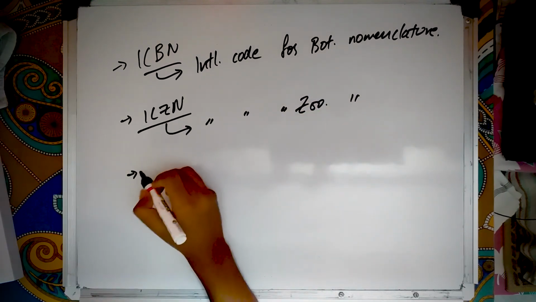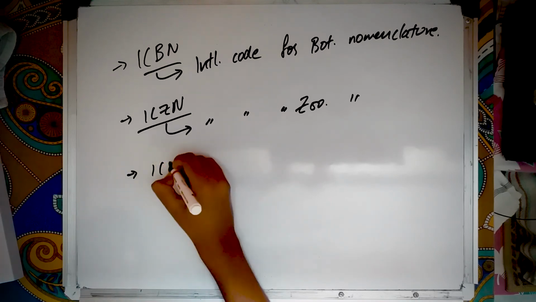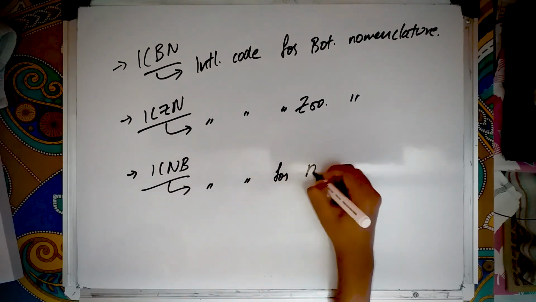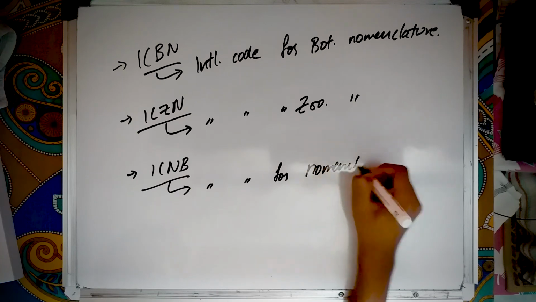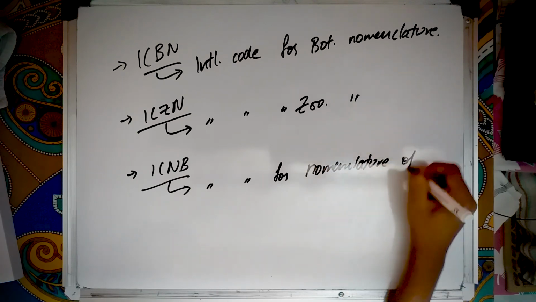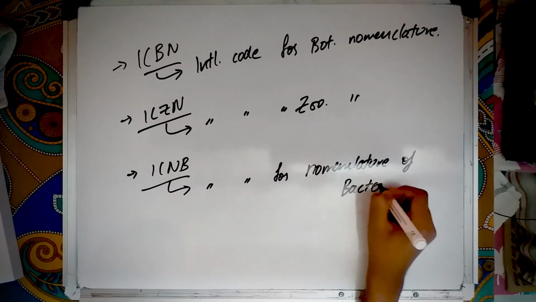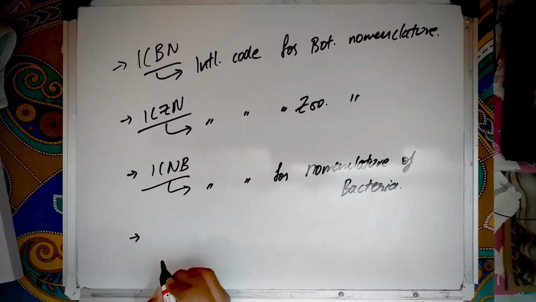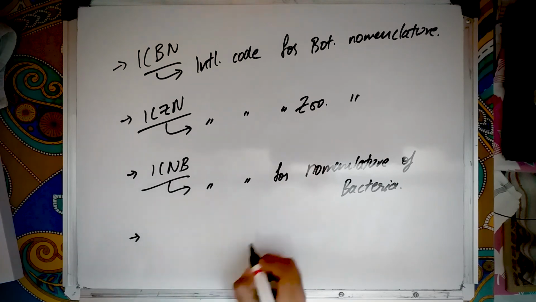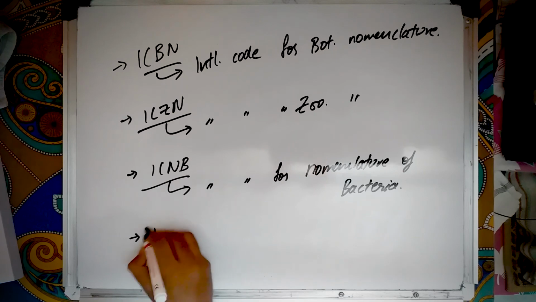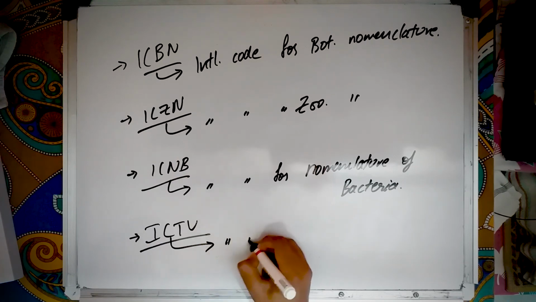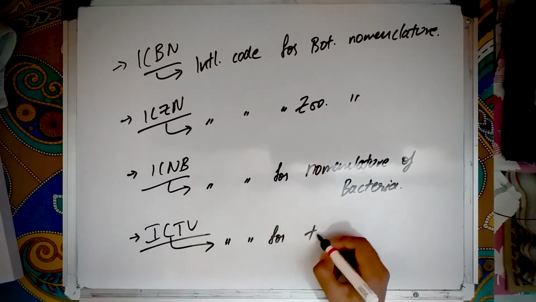And then ICNB, it is for bacteria, International Code for Nomenclature of Bacteria. And then ICNCP, it is the International Code for Nomenclature of Cultivated Plants. And then ICTV, this is International Code for Taxonomy of Viruses.